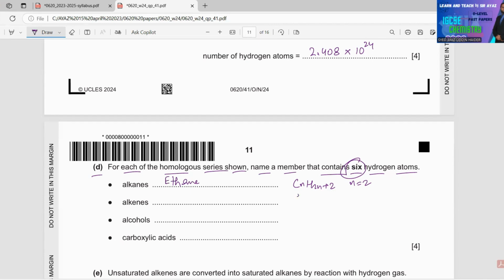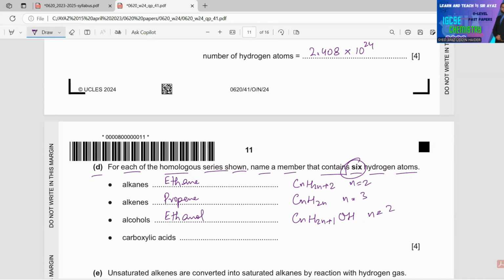What about alkene? General formula is CnH2n. In order to get hydrogen as 6, we must have n as 3, because 3 multiplied by 2 is 6. So it must be propene. The third member, in fact, which is the second member in case of alkene, it's propene. What about alcohol? CnH2n+1OH. If the value of n is 2, then the hydrogen must be 6, because 2 multiplied by 2 is 4, 4 plus 1 is 5, 5 plus 1 is 6. So it must be ethanol in this case.